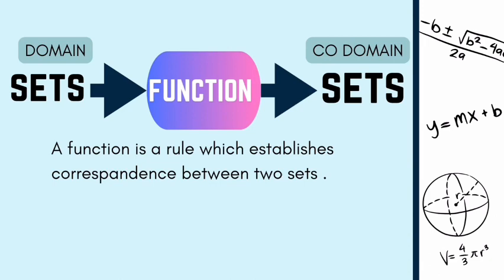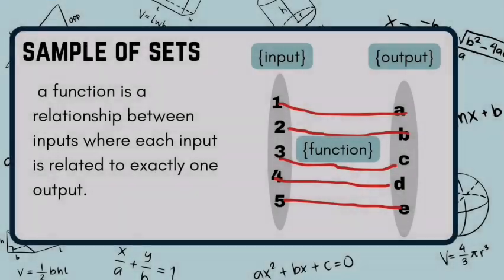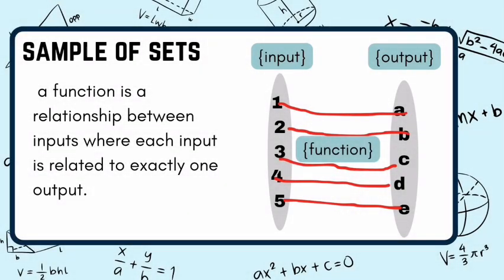As I said earlier, the function is in the middle, or it is the only way to solve the output sets. So here is a sample of sets. This is the sample of sets where the one on the left side is the domain, or the input, or the independent variable, and then the right side is the output, or the dependent variable, or range.